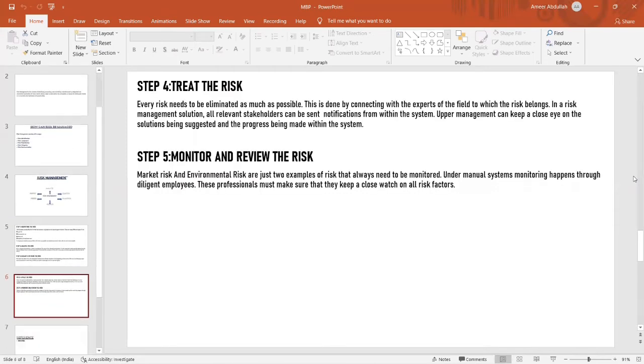Fourth step, treat the risk. Every risk needs to be eliminated or contained as much as possible. This is done by connecting with the experts of the field to which the risk belongs. In a manual environment, this entails contacting each and every stakeholder and then setting a meeting so everyone can talk and discuss the issues.